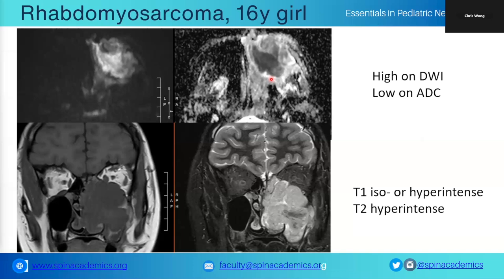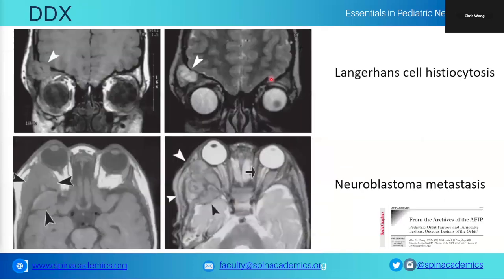Important differential diagnoses to rhabdomyosarcoma are Langerhans cell histiocytosis and neuroblastoma metastasis. For LCH, it is usually centered at the bone and destroys the bone. And for neuroblastoma metastasis, it is also centered at the bone, but presents differently, sometimes with infiltration of the bone and with a lot of soft tissue mass. And this presentation is a very common manifestation of these two conditions. And sometimes we will need the histological diagnosis because there are some overlapping findings between these kinds of lesions.